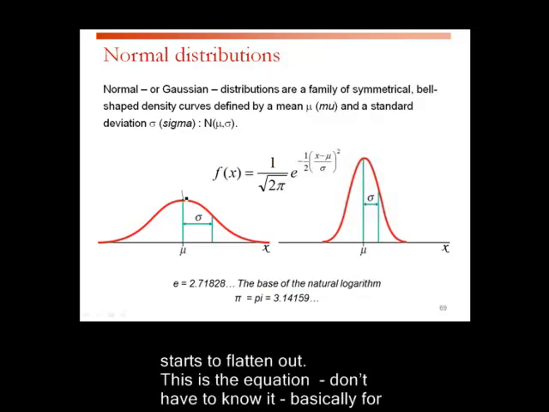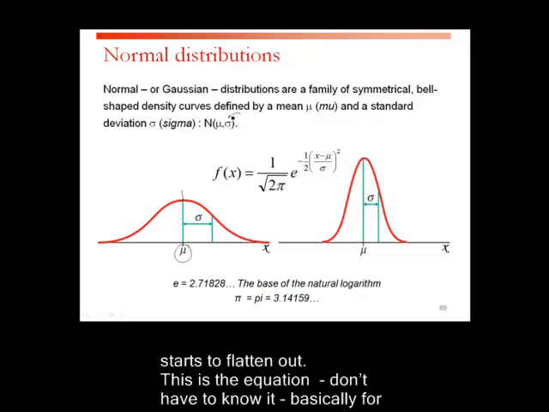Make sense? The mean of a distribution, in this case a normal distribution, is given by this Greek character mu. The Greek letter mu indicates the mean of the distribution or the mean of the population. The standard deviation of the distribution is given by the letter sigma, right here.